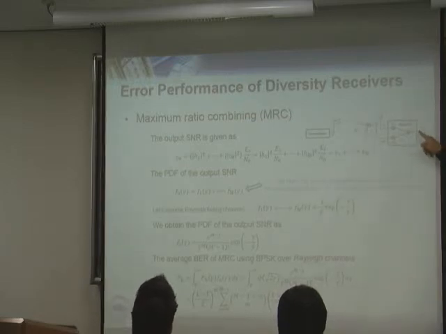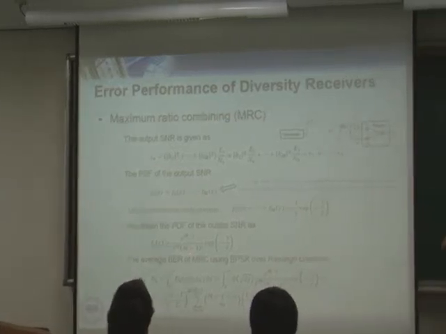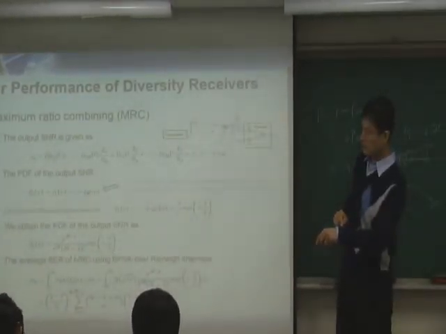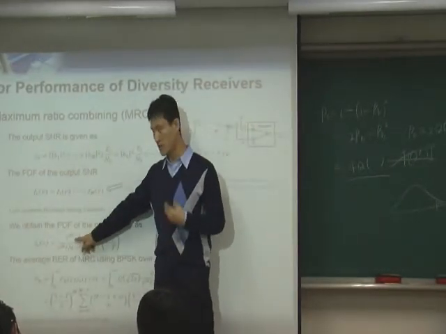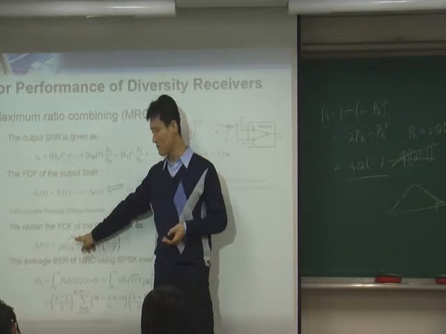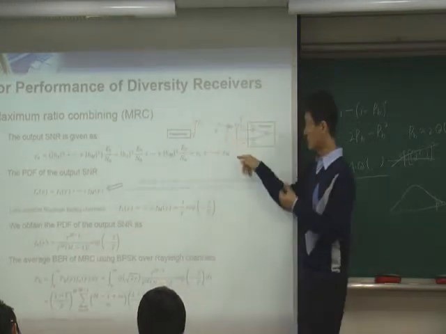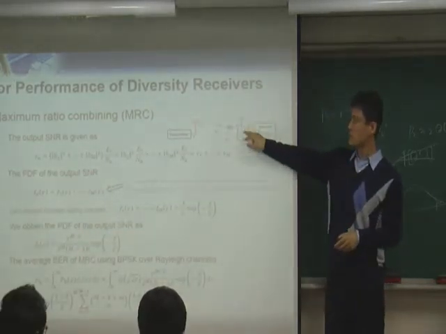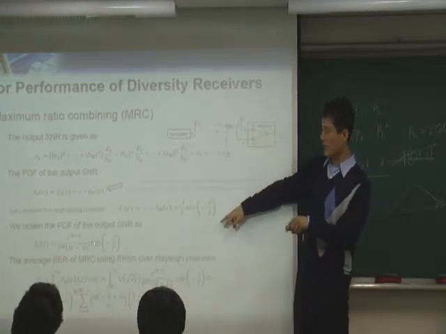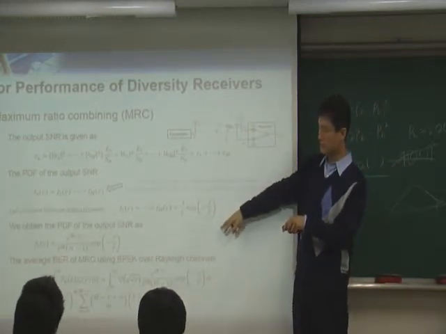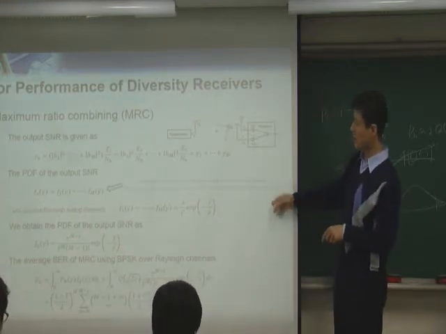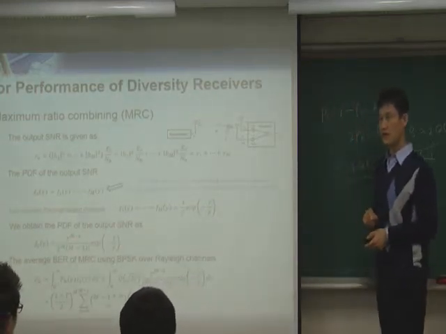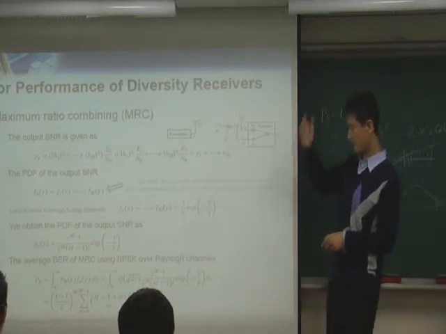So the output SNR of MRC follows this one. This is the generalized scenario when we have M number of antennas. You can simply say that if you have two antennas, then you can put M equal to 2 right here, and maybe it becomes a little bit simpler. But this is the generalized PDF of the output SNR of MRC.